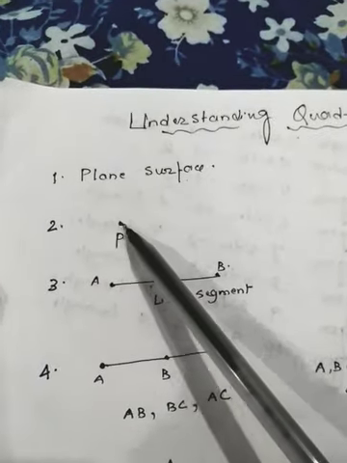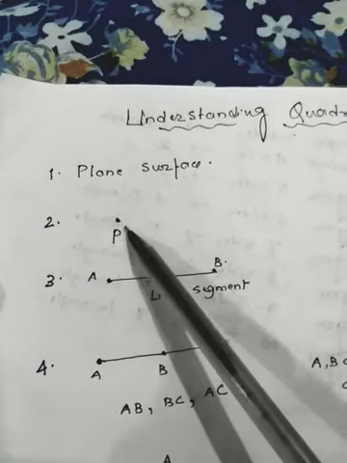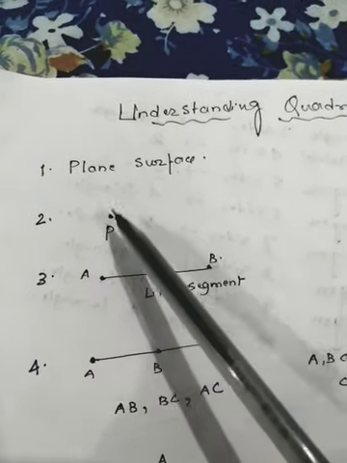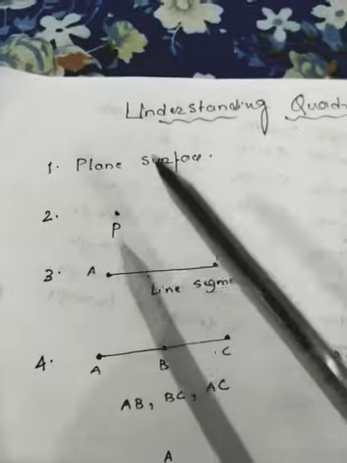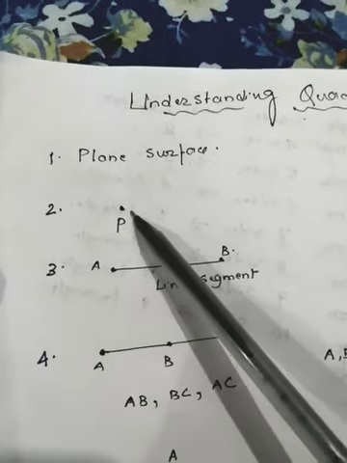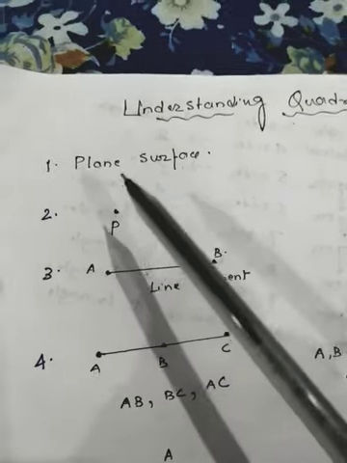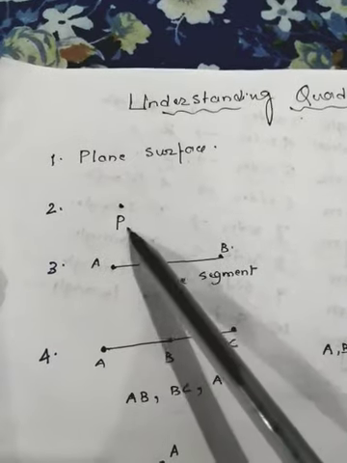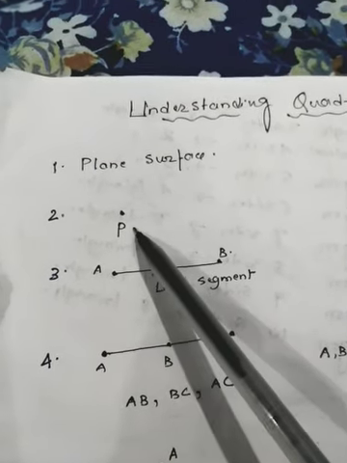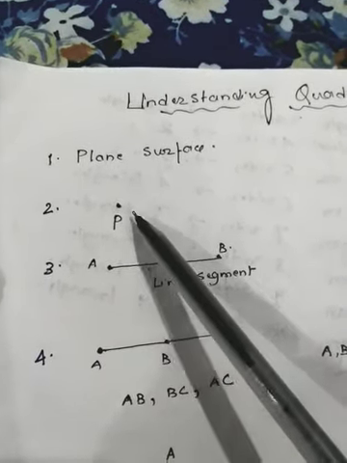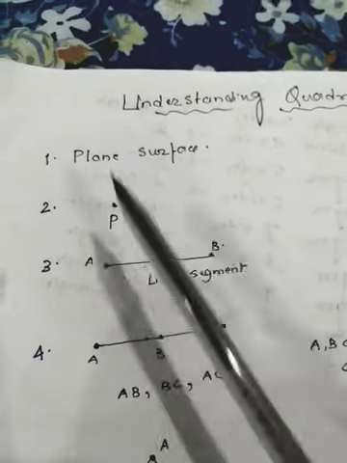So it is a dot. Fine, this is a prominent dot and this prominent dot is called a point. Always remember that a point is always represented with a capital letter. It could be A or B, but it should always be represented by a capital letter.